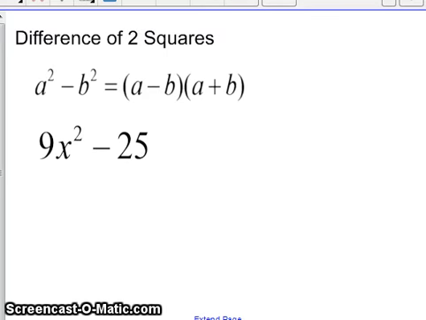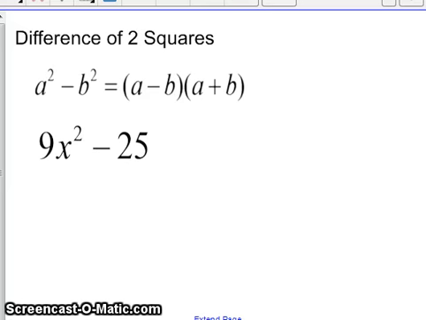All right, so here I've got a formula, write down the formula, and I've got our first problem. So the first thing we have to do is determine if the difference of two squares formula applies to the problem we're looking at. So in order for that to work, it has to be two terms, both terms have to be perfect squares. So I'm going to ask you, is 9 a perfect square? 3 times 3 equals 9, so yes, 9 is a perfect square.